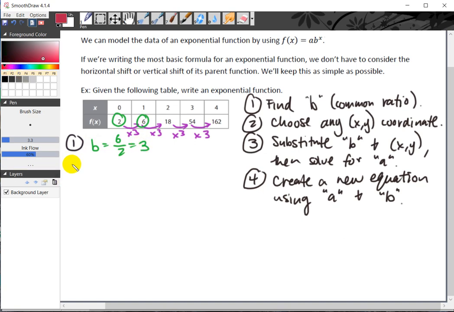Okay. Step 2 says we want to choose any x, y coordinate. So I'm just going to choose 1, 6. Okay, so x, y, I'm going to choose 1, 6.